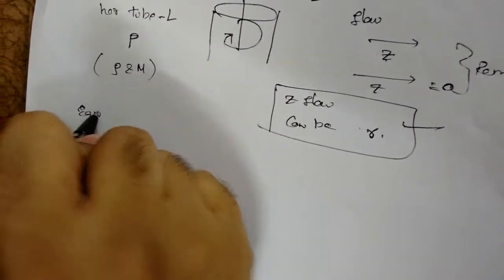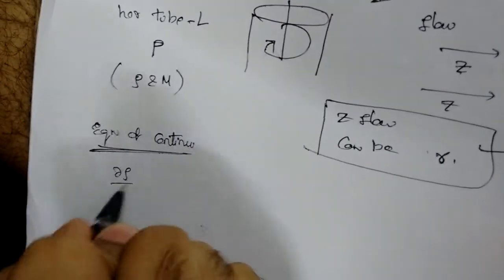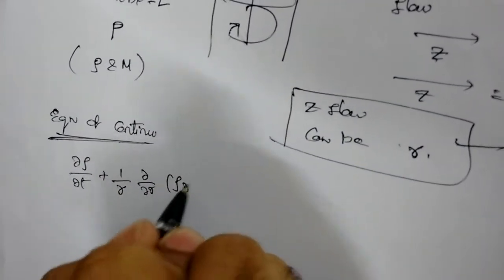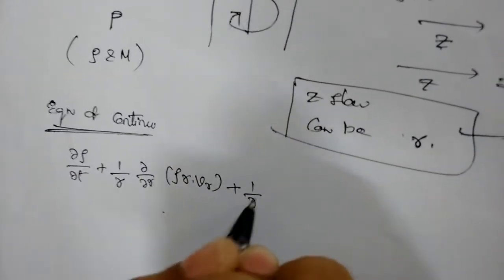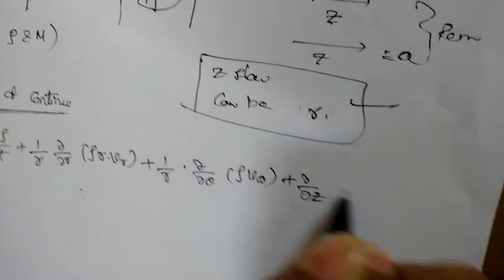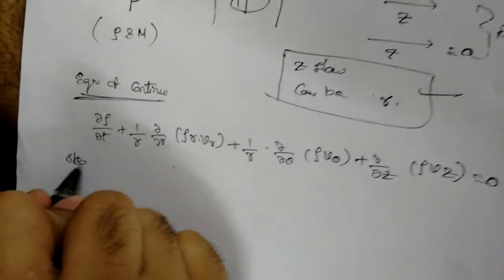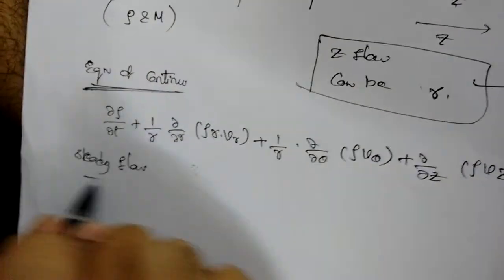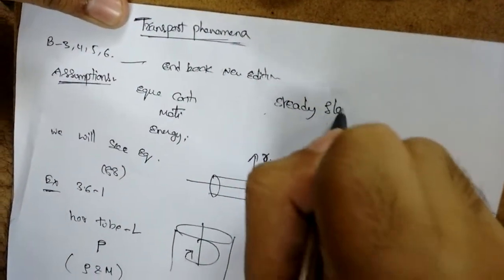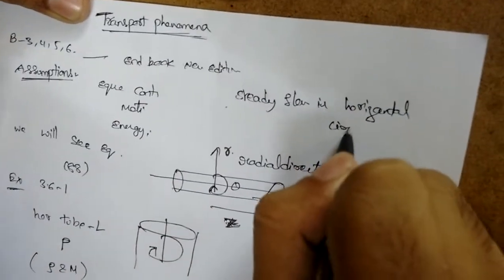So consider the equation of continuity. In this equation of continuity, dou rho by dou t, you can write down this equation from the index, plus 1 by r into dou by dou r of rho r v r, plus 1 by r into dou by dou theta of rho v theta, plus dou by dou z of rho v z, equal to 0. Here we consider that it is a steady state flow, which is given in the problem. The problem heading itself says steady flow in a horizontal circular tube.